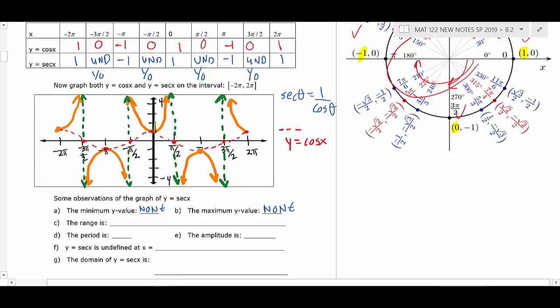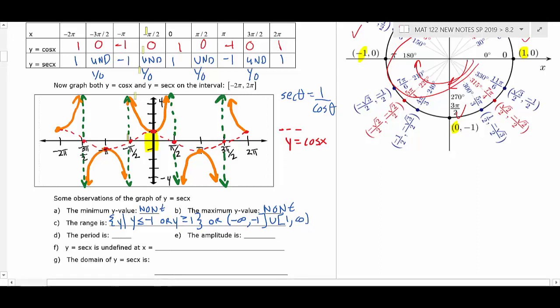Okay, the range would be everything except between negative 1 and 1. So the secant graph connects with the cosine's max and minimums, but it's not going to have any values between negative 1 and 1. So like we did before, you could either say set of y with y less than or equal to negative 1, or y being greater than or equal to 1. Or you could do this in interval notation and just say negative infinity to negative 1, bracket, union, bracket, 1 to infinity.